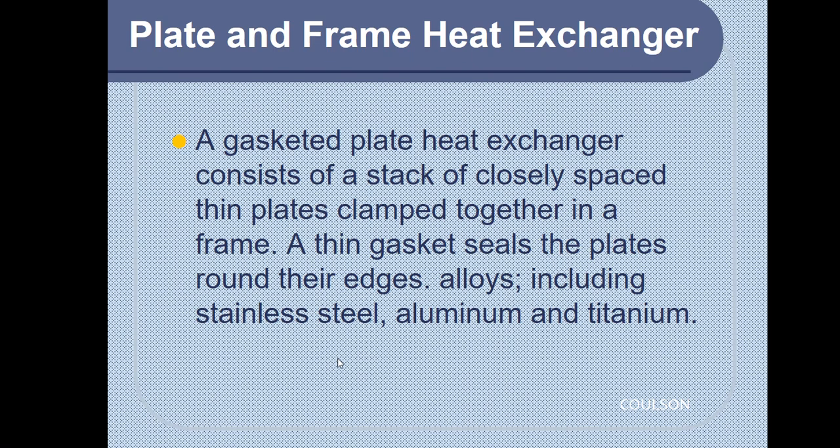Now, in the case of the plate and frame heat exchanger, you have plates, and then they are clamped together by a frame. A gasketed plate heat exchanger consists of a stack of closely spaced thin plates clamped together in a frame. A thin gasket seals the plates round their edges, and the materials used here are alloys, including stainless steel, aluminum, and titanium.